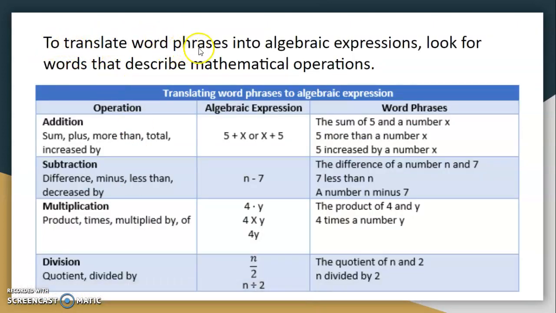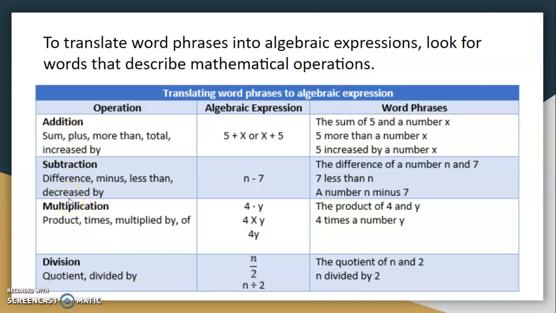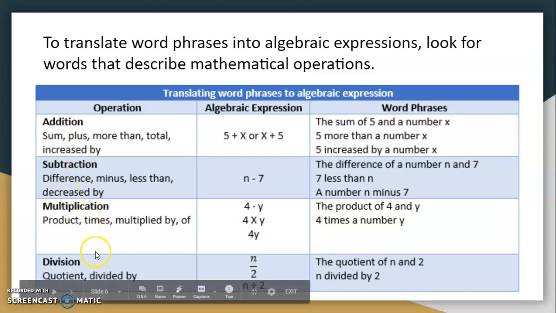To translate word phrases into algebraic expressions, look for words that describe mathematical operations. So we're going to translate word phrases into algebraic expressions, and this is a table that will help you with that. So the operation, several words can represent different operations. So this is just a table showing you which words go with which operation. And these words, there are more words than this, obviously, but these are the most common ones that we will see throughout the problems or expressions that we'll see through this lesson.